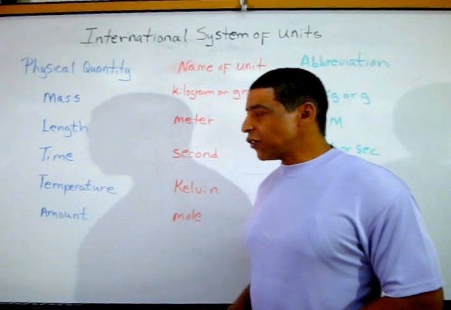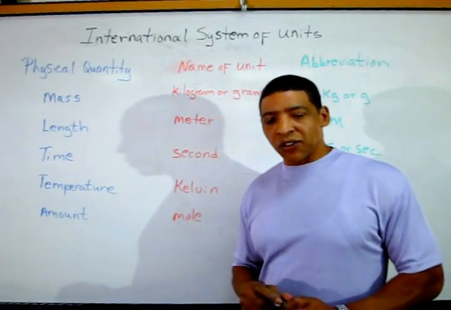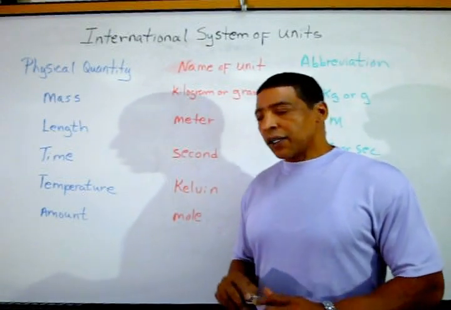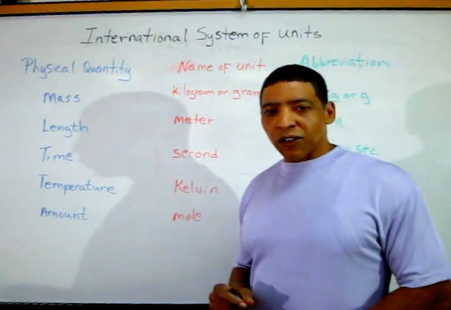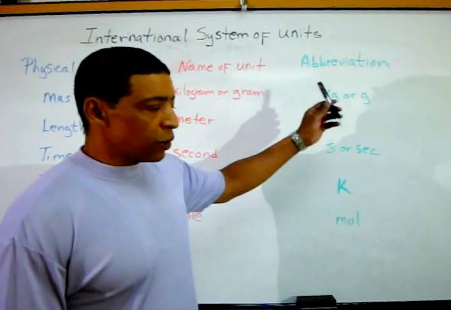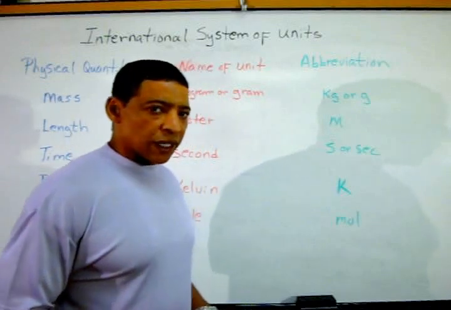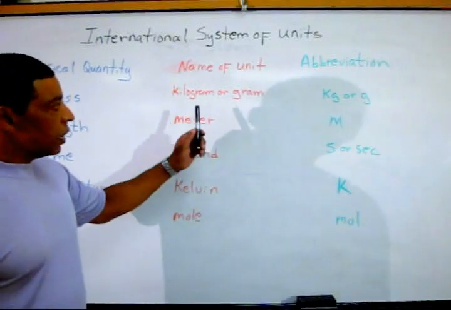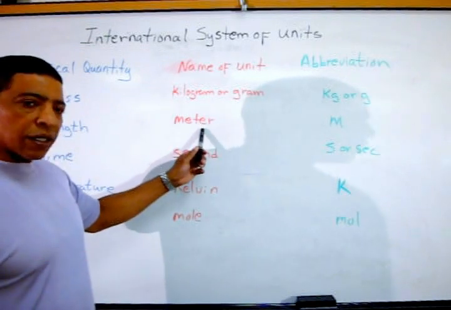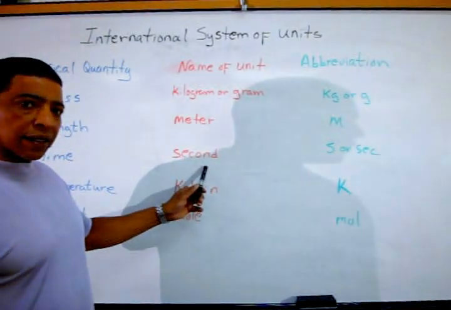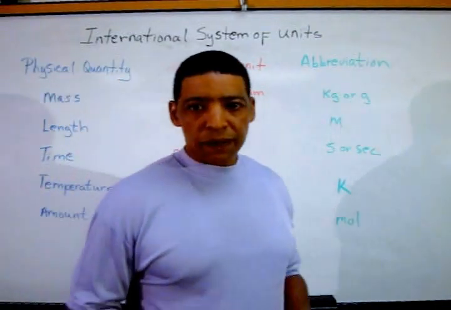This table shows some of the SI base units that you will encounter in chemistry. It also shows the physical quantity being measured as well as the abbreviations. The SI base units include kilogram or gram, meter, second, Kelvin, and of course, the mole.